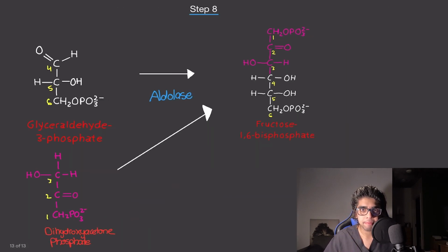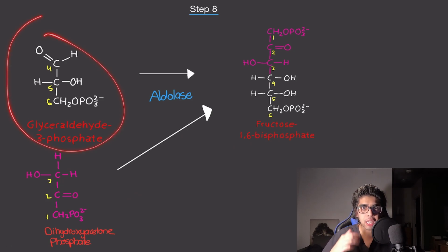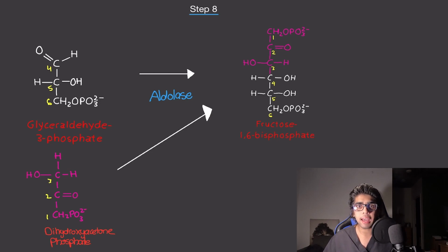Now step 8. In step 8, we have 1 molecule of the glyceraldehyde 3-phosphate, which is the aldehyde, and 1 molecule of the alcohol, the dihydroxyacetone phosphate. And we're going to use an enzyme called aldolase. What we're going to do is fuse these molecules together.